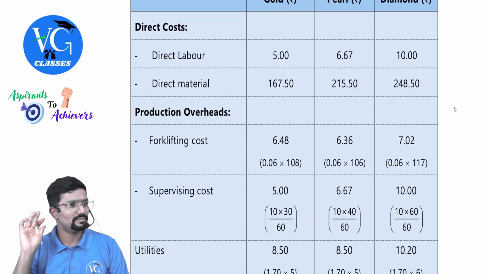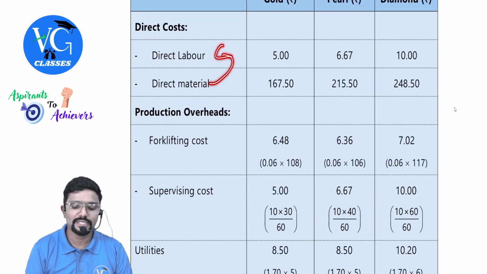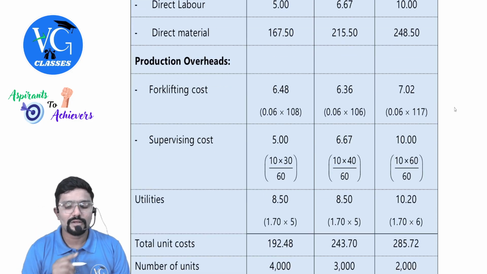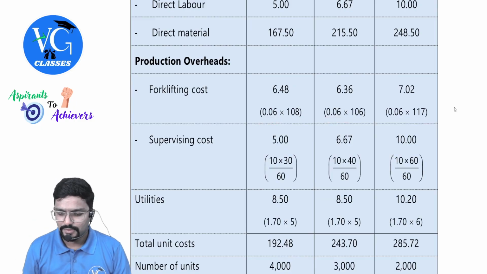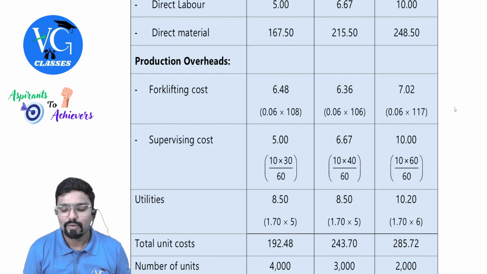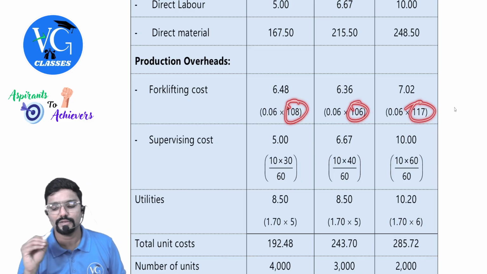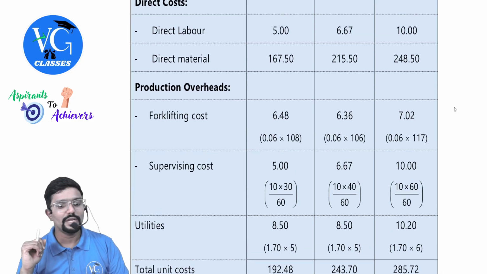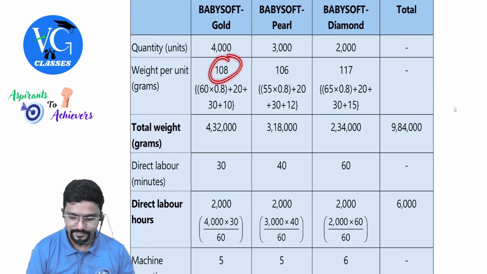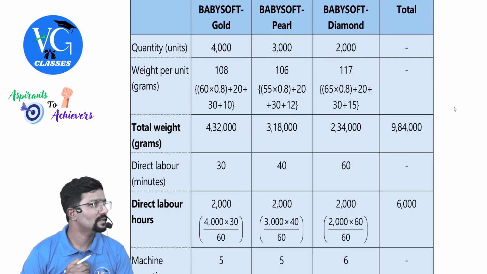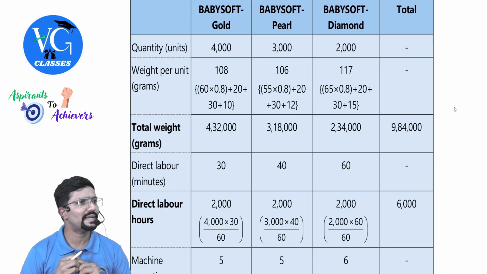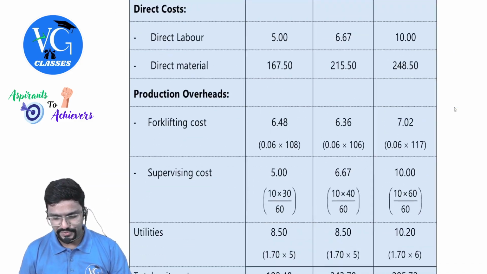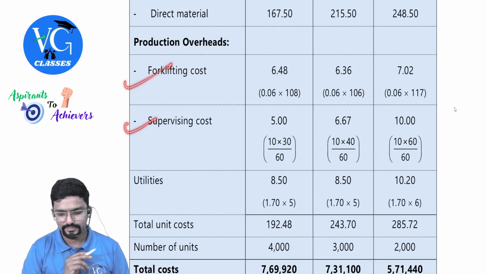Now listen. Labor and material are the same; better to interchange the position, swap it. Now coming to forklifting. What is the cost we have got? 0.06 per gram. For each unit, how much is required? 108, 106, 117. Correct. We just did per unit first; before calculating the total, we have to multiply that. So this part is done. Next.